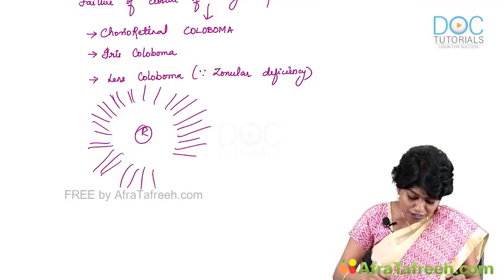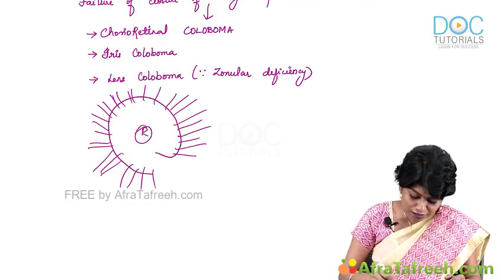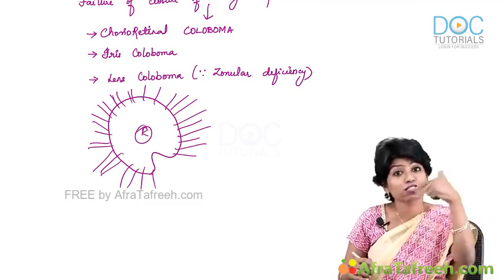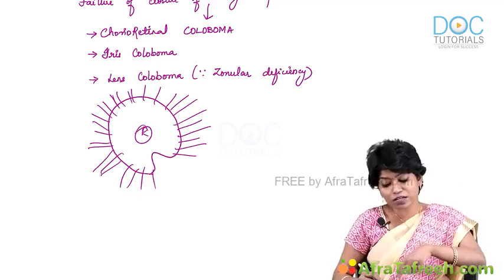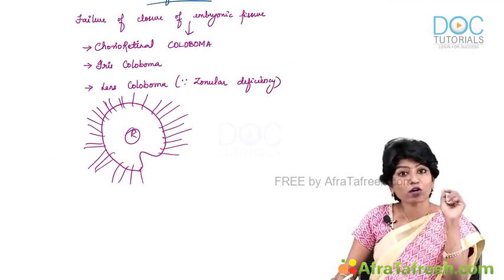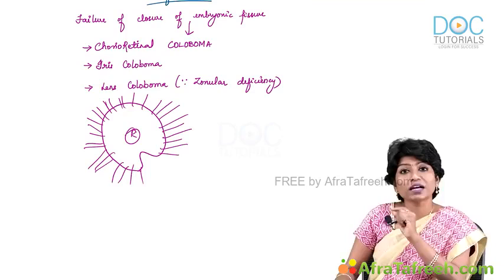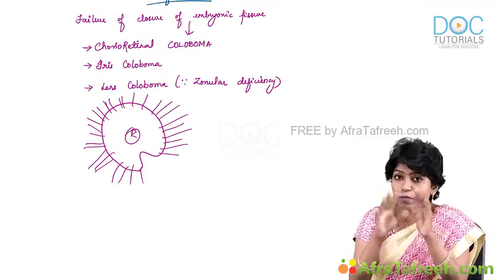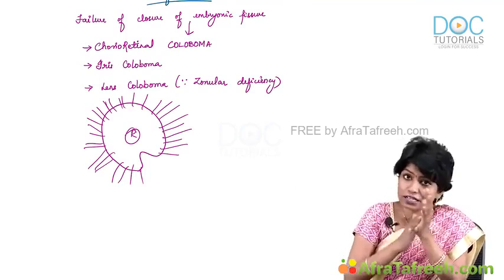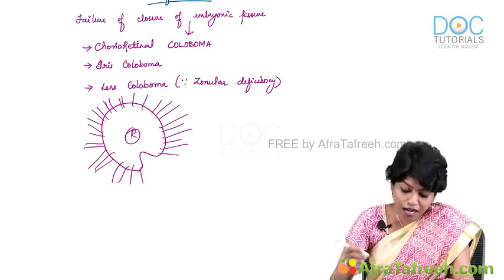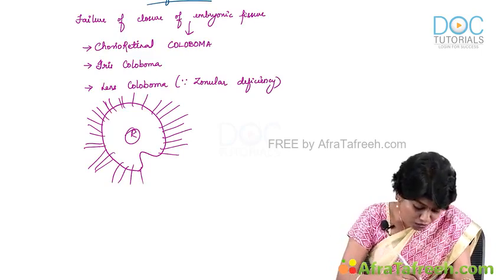So what happens to the lens? The lens develops a wedge shaped defect. This is why it is called a lens coloboma, but actually it is because of the missing zonules. So failure of closure of the embryonic fissure can result in coloboma in these structures. What all structures? Chorioretinal coloboma and iris coloboma typically, and also in the lens, because of the zonular absence. So, let us see how iris coloboma looks.